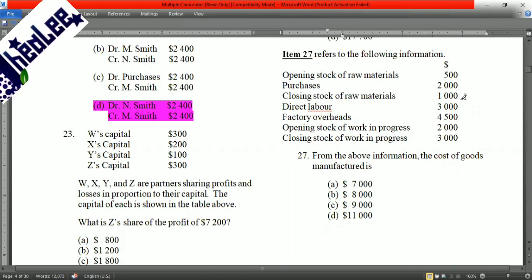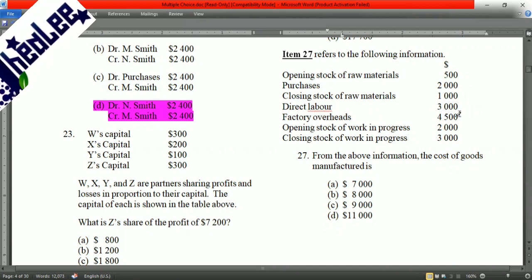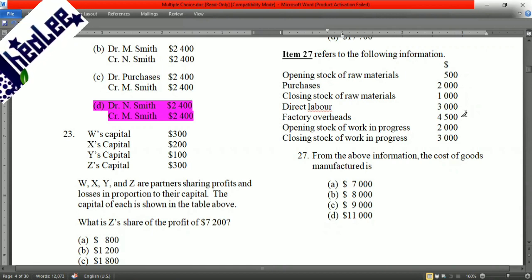So you subtract your 1,000 for the closing stock of raw material. You would then add your direct cost, which is your direct labor, and then that would give you a prime cost. You add your factory overheads. Yes, you add your expenses when you're doing your manufacturing account, because you need to find out what is the value, what is the cost that the business incurred in order to manufacture that amount of goods.